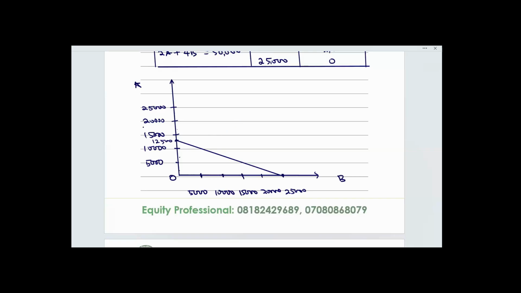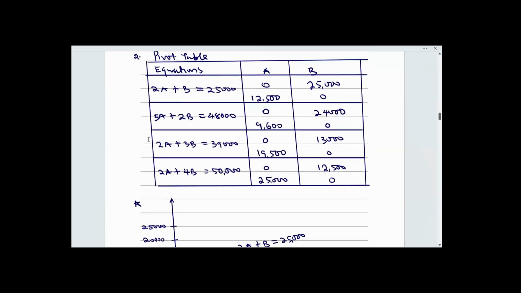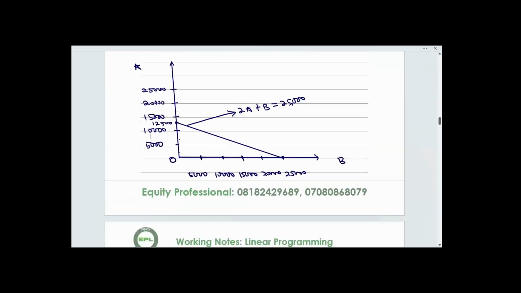Write out the equation. This is equation 2A plus B equal to 25,000. All right. Then move to the next one. A is 9,600. 9,600 is close to 10,000. Let's say 9,600 is here. Yes. All right.